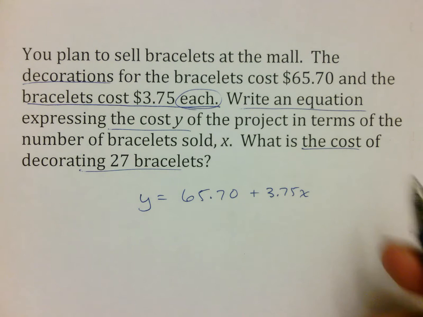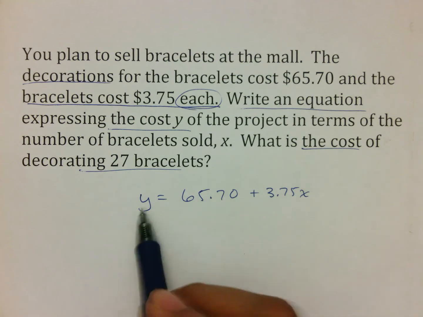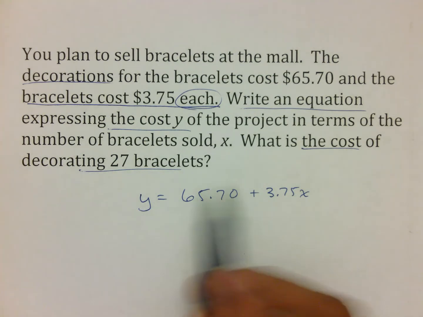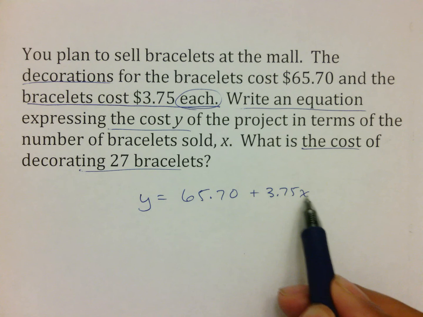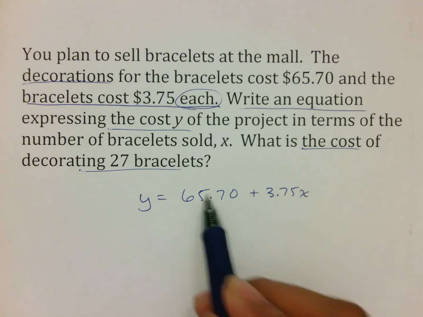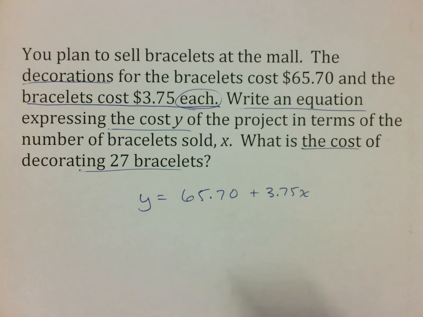And so that would be everything you're paying. Again, the equation is going to be y equals $65.70 for the decorations plus $3.75 for every bracelet. Again, $3.75 for every bracelet we sell plus the $65.70 that we originally purchased for the decorations.